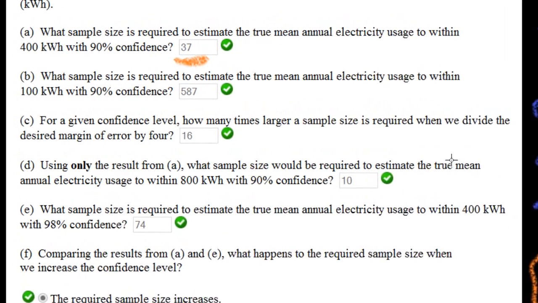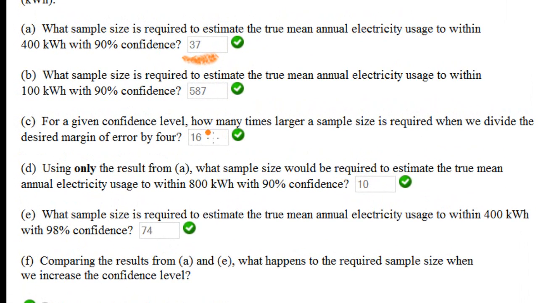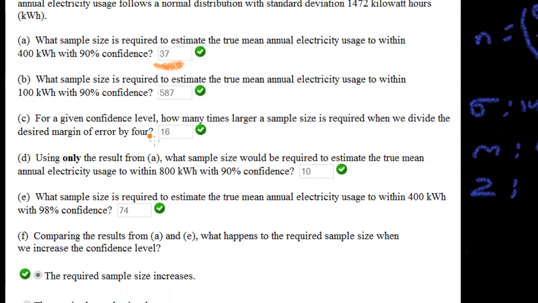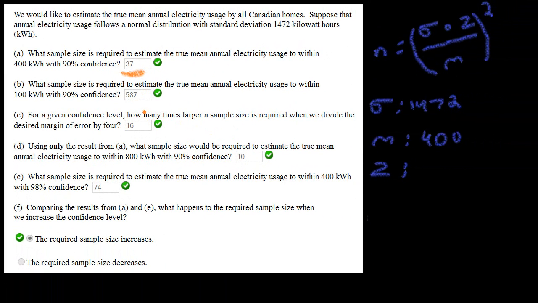Now let's move on to question 2. What sample size is required to estimate the true mean annual electricity usage to within 100 kilowatt hours with 90% confidence? So the only difference from this question to the first is that we're dealing with a different margin of error. Instead of 400, we have 100. It decreased by a factor of 4, we could say. Our z value is still the same, 1.645, because we're still looking for a 90% confidence level, but our margin of error is different. So let me change this over here from 400 to 100.